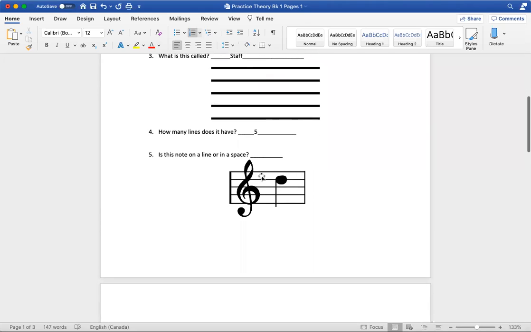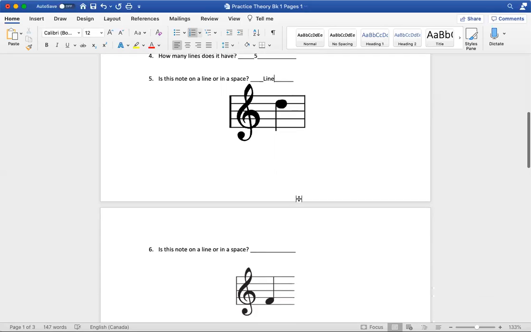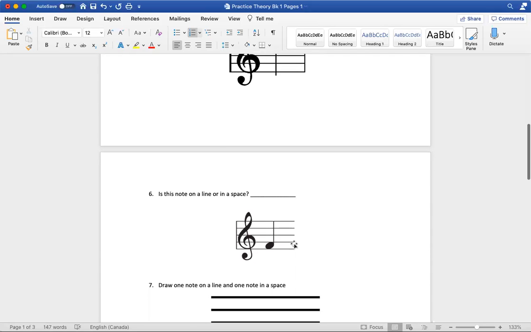This note, is it on a line or a space? So remember that we talked about how if you have a ring on your finger, that means it's going around your finger. So it's going around a line. So this one is on a line. Is this note on a line or a space? It is between 2 lines. It isn't on a line. It is in a space.